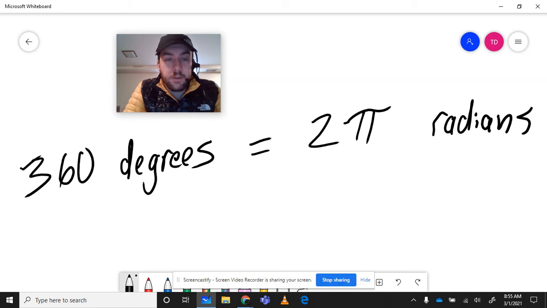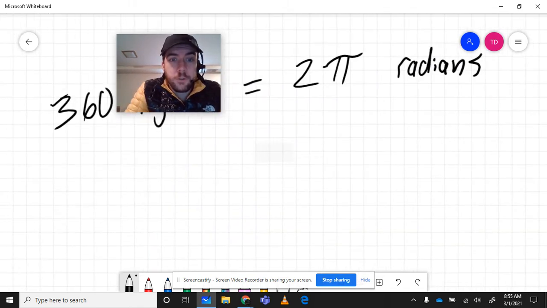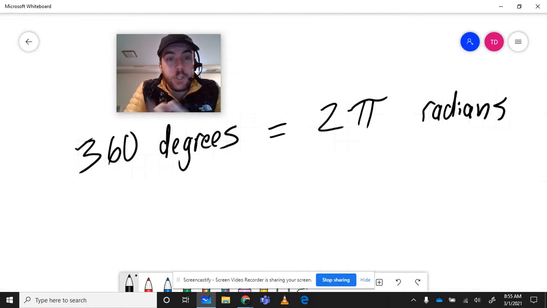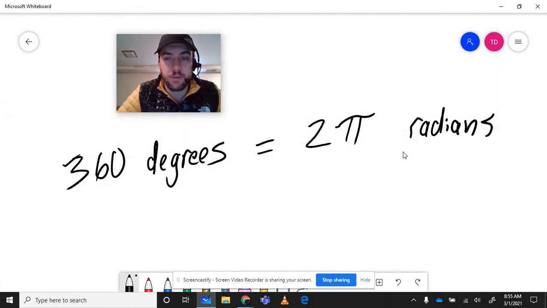As a quick comparison, this is very similar to describing the difference between inches and meters, right? They're both measuring the same thing, but they're two different units. So these are both measuring angles, but they're two different sized units, where radians are bigger.